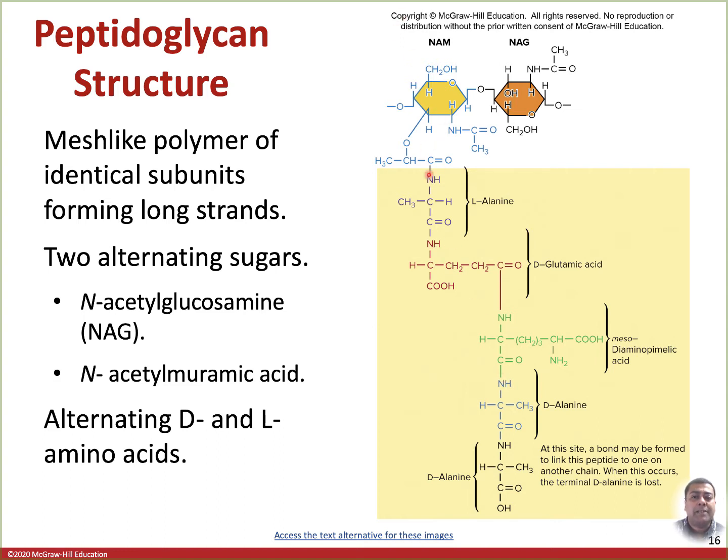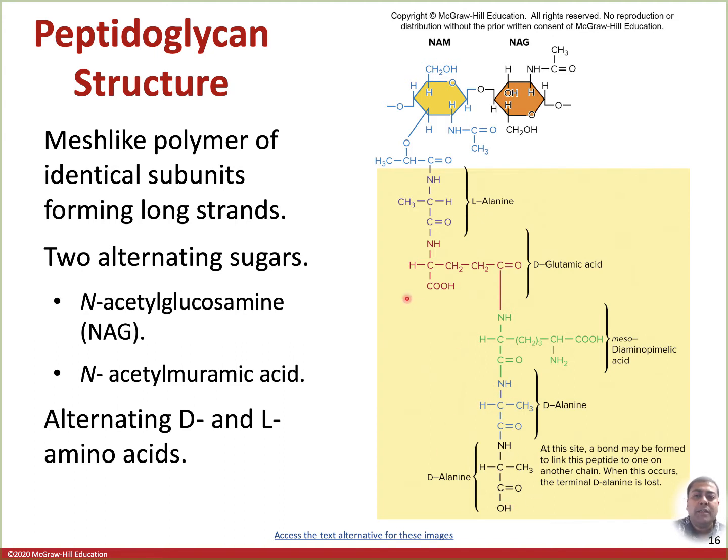These peptides are called stem peptides, which are made up of several different types of amino acids. These amino acids can vary in different bacteria. In a typical example, you can see that there is an L-alanine, the L isomer of alanine, added to a D-glutamic acid, the D isomer of glutamic acid, both of them amino acids. Then this is a meso-diaminopimelic acid, or DAP. Then you have another D-alanine, another D-alanine.